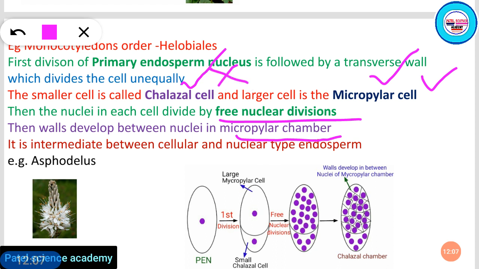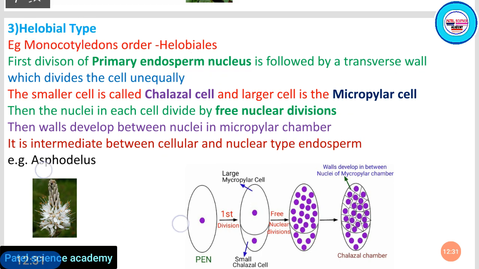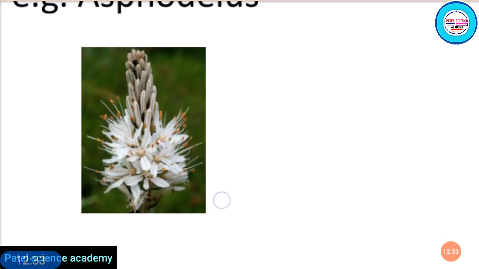That's why both types of endosperm are found in this helobial structure, nuclear too and cellular too. That's why it is called intermediate between the cellular and the nuclear type of endosperm. The example of this endosperm is Asphodelus, and we'll see all this diagrammatically.